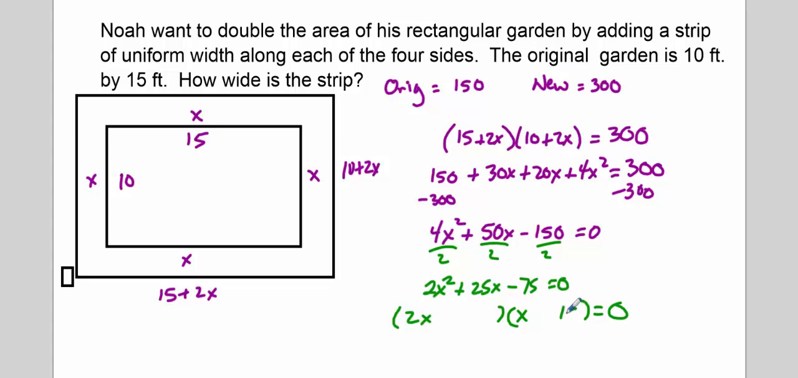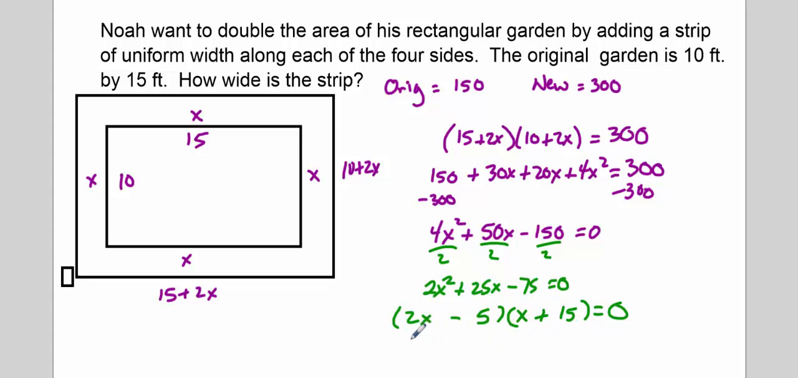I'm going to put my 15 here because I get 30 when I do my outside and 5 when I do my inside. So you'll notice that if I have a positive 15 and a negative 5, that gets me 25, or 30, sorry, minus 5, which is 25. And there's my negative 75. So this is my multiplication that I'm going to use.